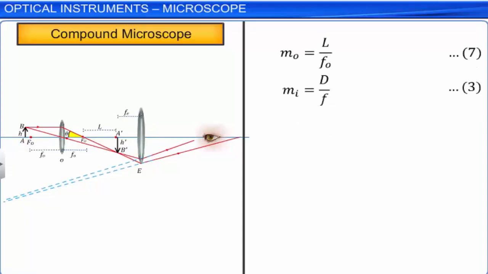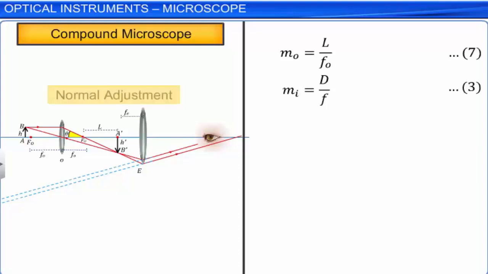Since the eyepiece acts as a simple microscope, using equation 3, we can write the magnification due to eyepiece ME is equal to D by FE. Let this be equation 8. Since the image formed by the first lens becomes the object for the second lens, the total magnification of the combination M is the product of the magnification due to the objective and the magnification due to the eyepiece.